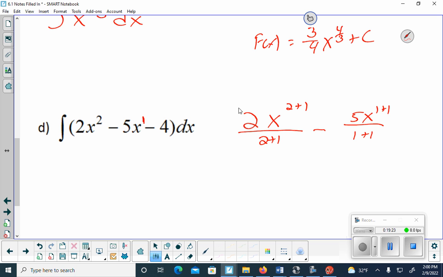I don't think anyone would actually do it this way. And this is technically understood to be x to the 0, so I'm going to add 1, so 4x to the 0 plus 1 over 1. You're not really going to do that, are you? Probably not. But here I'm going to end up with 2x to the 3rd over 3 minus 5x squared over 2 minus 4x plus c.